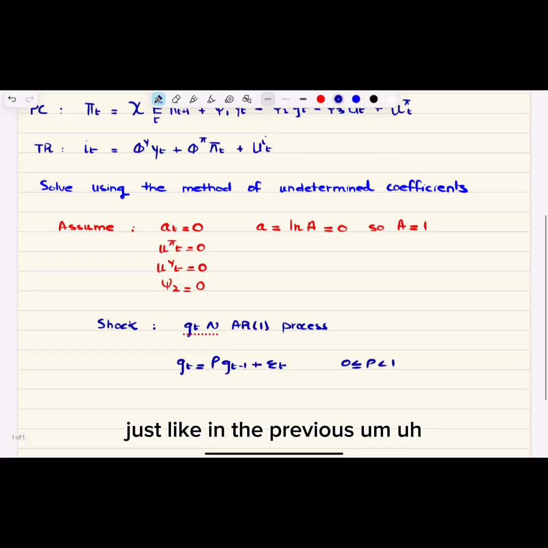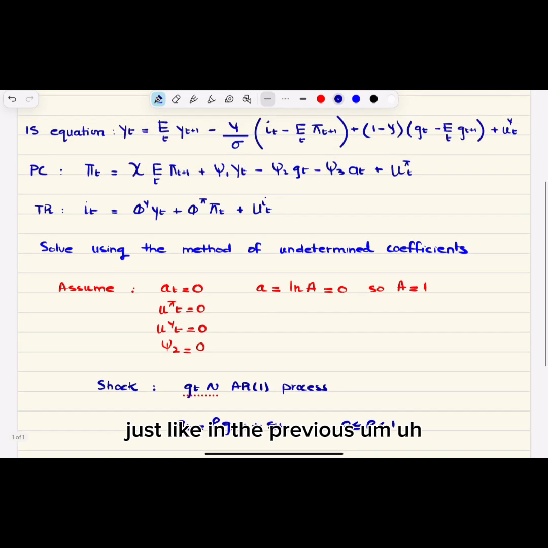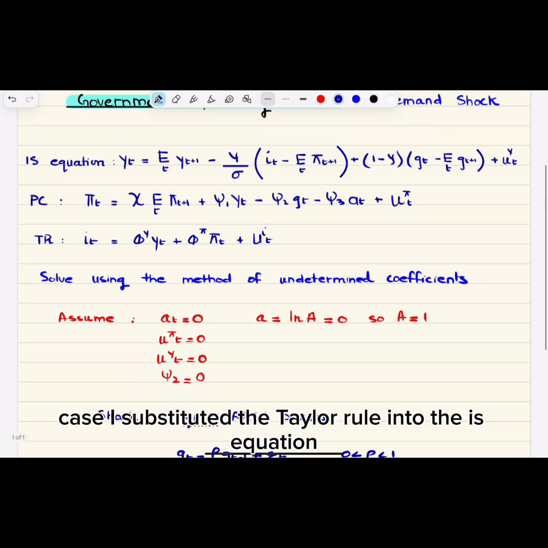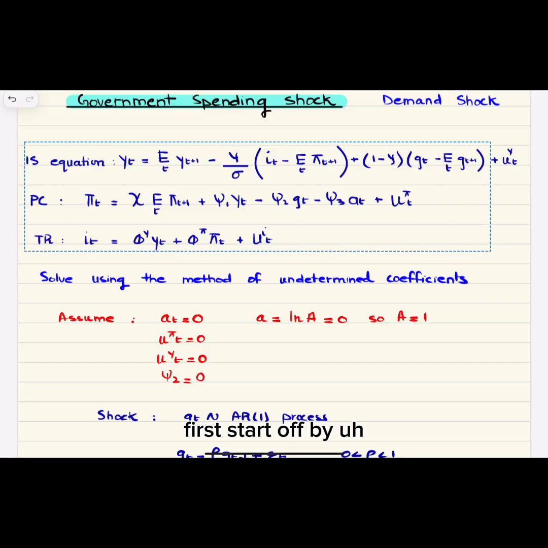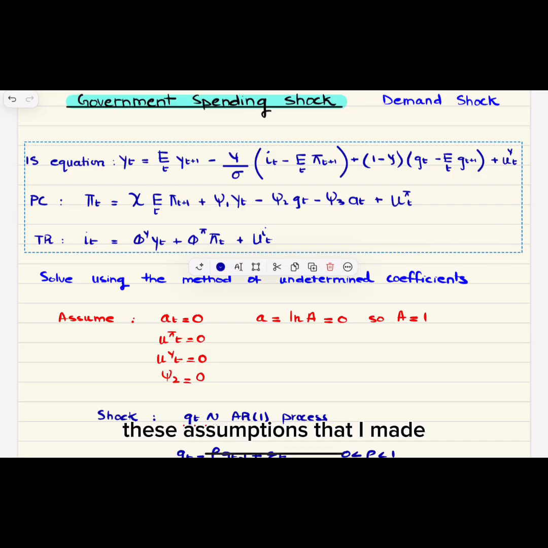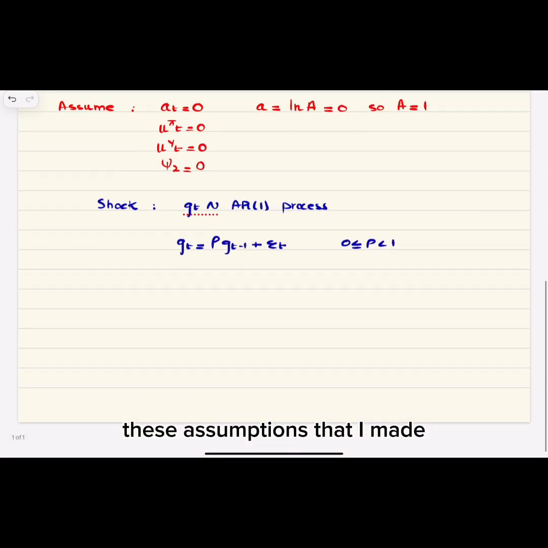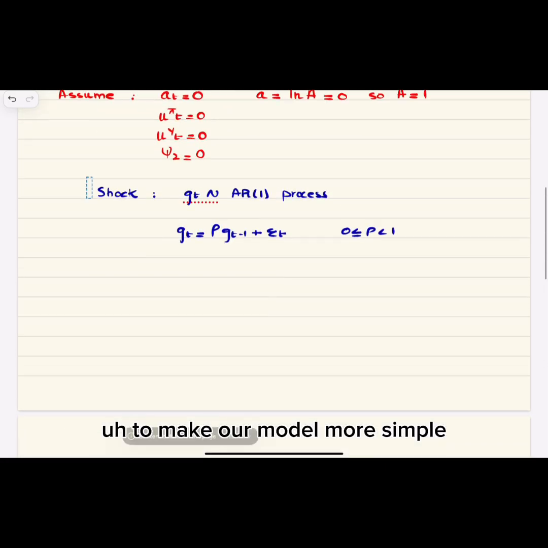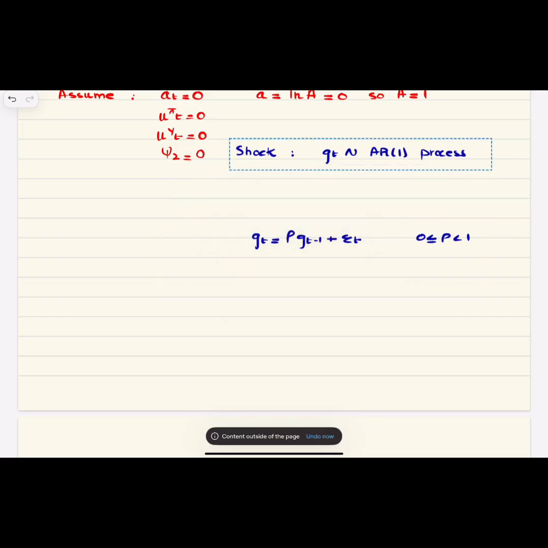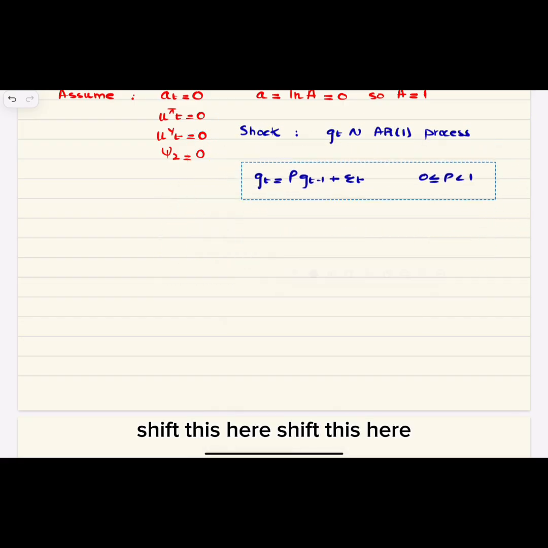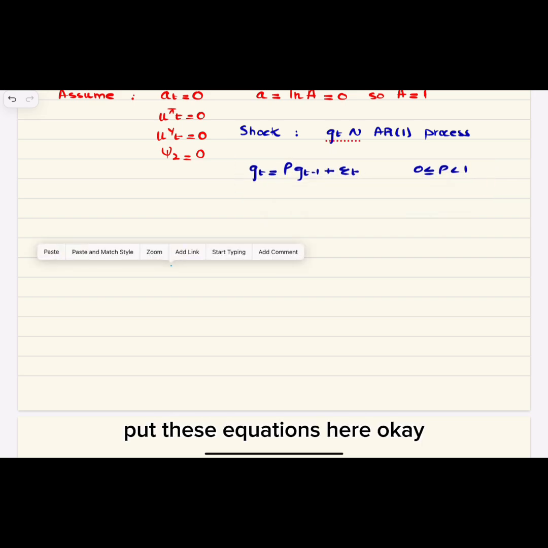Remember, just like in the previous case, I substituted the Taylor rule into the IS equation so that we have a 2 by 2 system. We're going to do the same thing again, but let's first start off by putting in all of these assumptions that I made to make our model more simple. So let's do that first. Shift this here, shift this here, put these equations here.